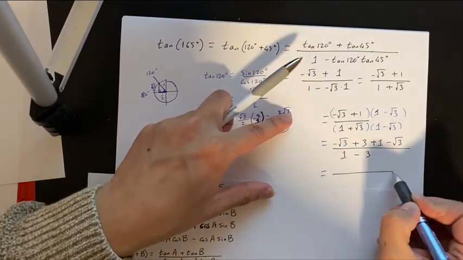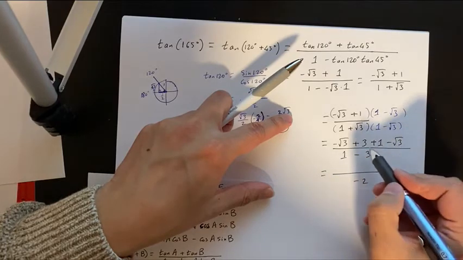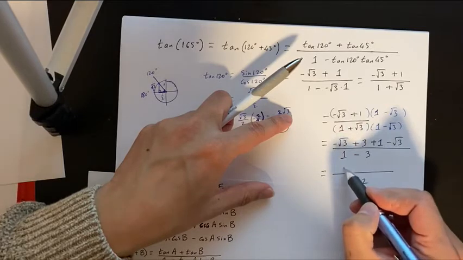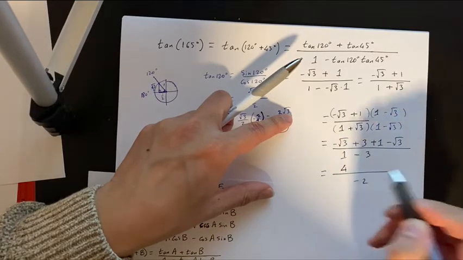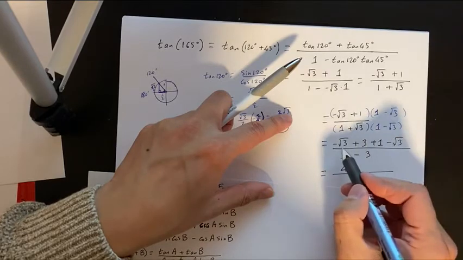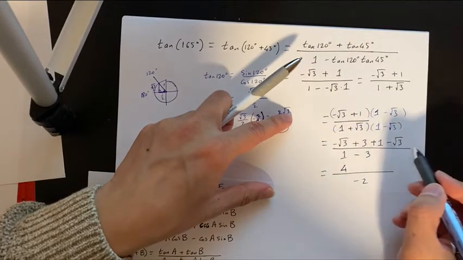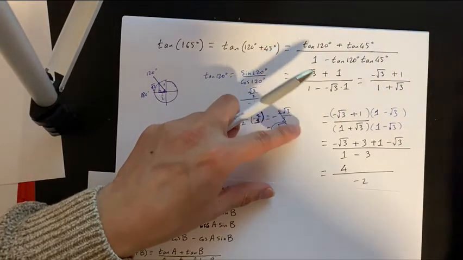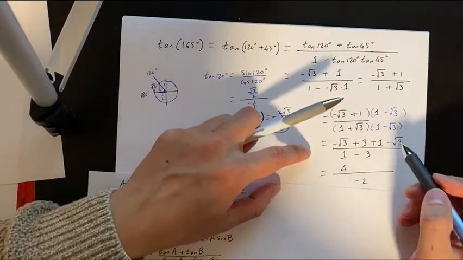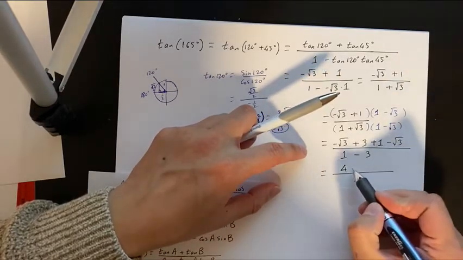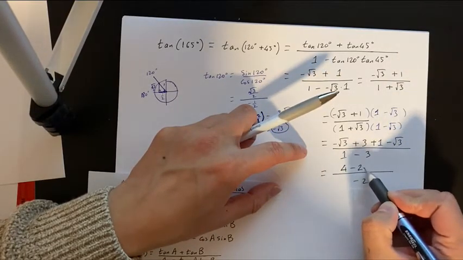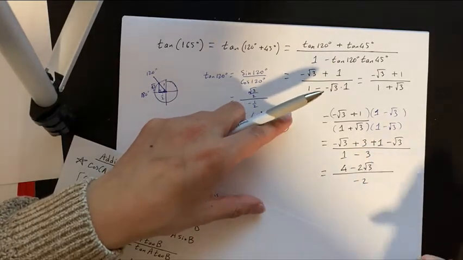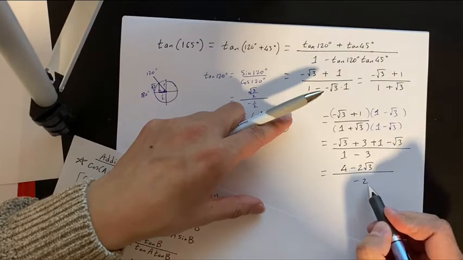Okay, let's clean up the bottom. It's a negative 2. And 3 plus 1 is a 4. I'm going to write that 4 in the very front. And you have a negative root 3 minus root 3. So you're taking away root 3, but you're taking away another root 3. And that's the same thing as taking away 2 of those root 3. So minus 2 root 3. And you're dividing by negative 2.